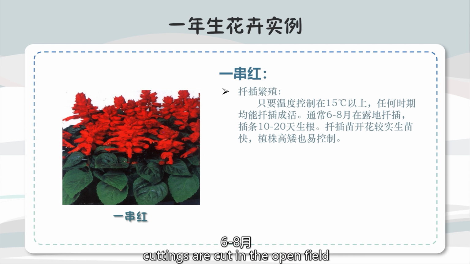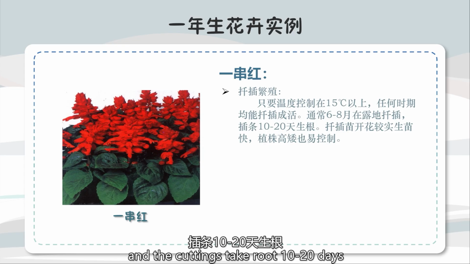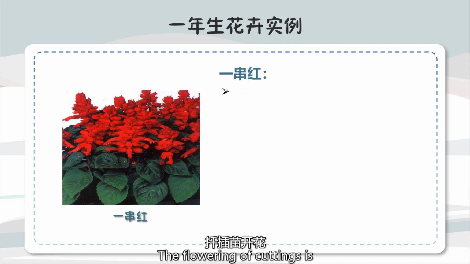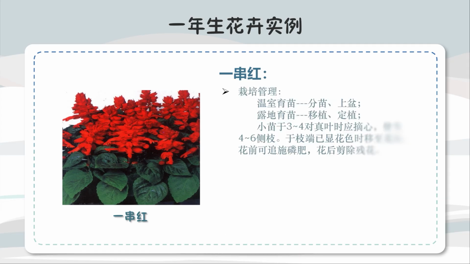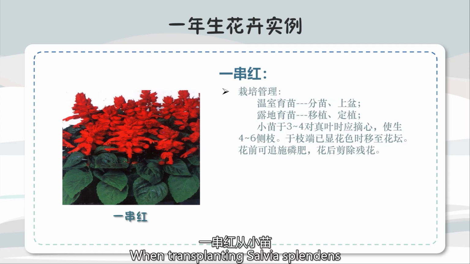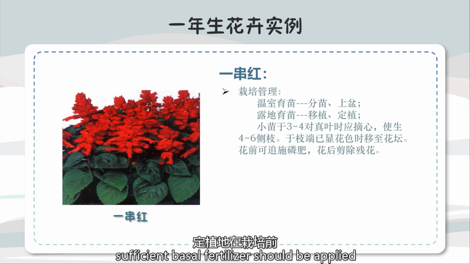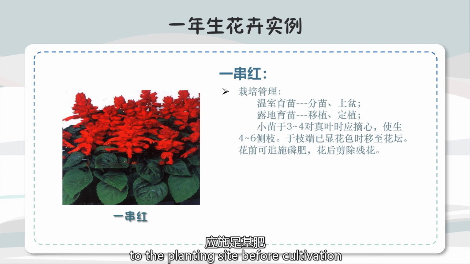Usually, cuttings are taken in the open field from June to August, and the cuttings take root in 10 to 20 days. The flowering of cuttings is faster than that of seedlings, and the height of the plants is also easier to control. When transplanting Salvia splendens, from seedlings with 2 to 4 true leaves, sufficient basal fertilizer should be applied to the planting site before cultivation.